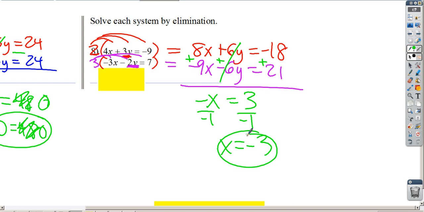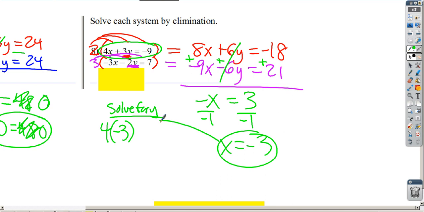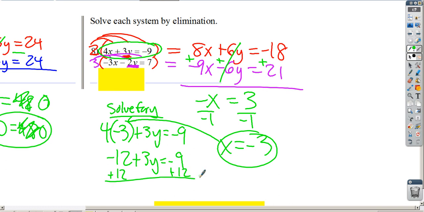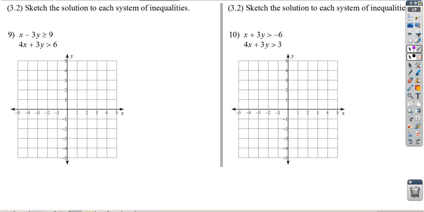x equals negative 3. And now let's solve for y by just picking one of those equations and plugging in our x. So let's just take the top one, 4x plus 3y. That becomes 4 times x, which we just found is negative 3, plus 3y equals negative 9. 4 times negative 3 is negative 12. And then we can solve this by adding 12 to both sides. So that goes away, and negative 9 plus 12 is 3. 3y equals 3, so if we divide by 3, we get y equals 1. So negative 3 comma 1 should be on that graph, and it is. Okay, in the next video we'll talk about how to graph systems of inequalities, which is section 3.2.